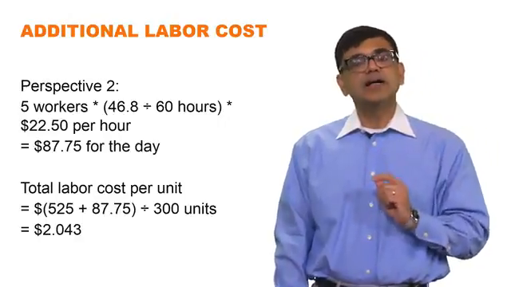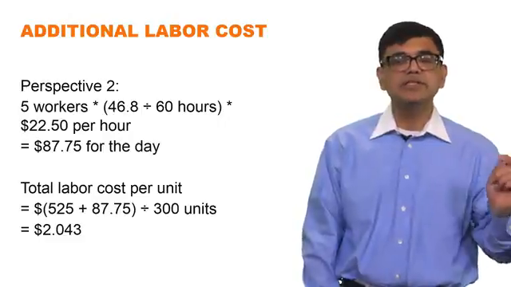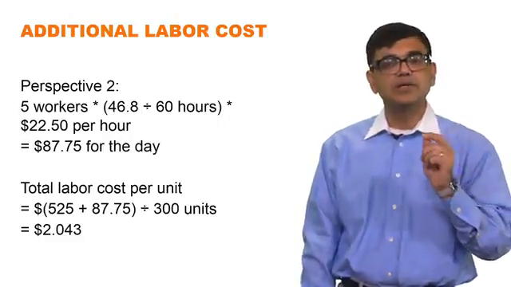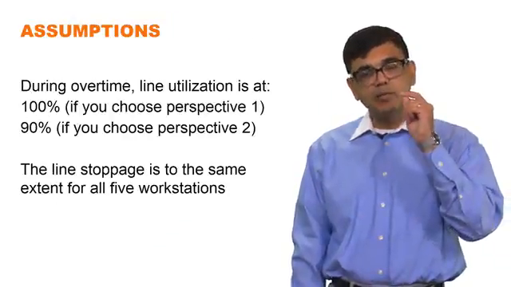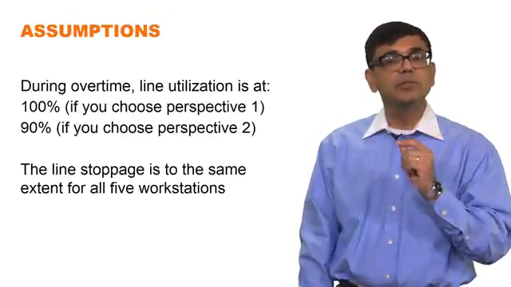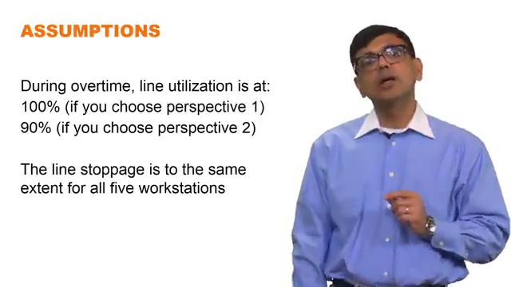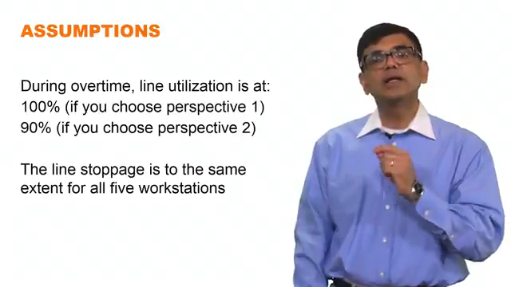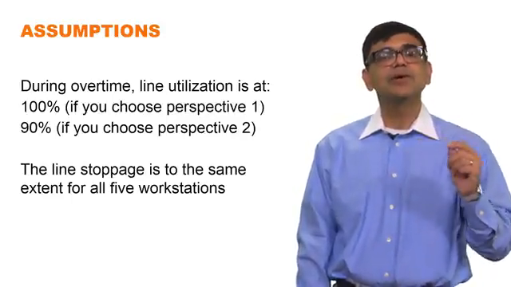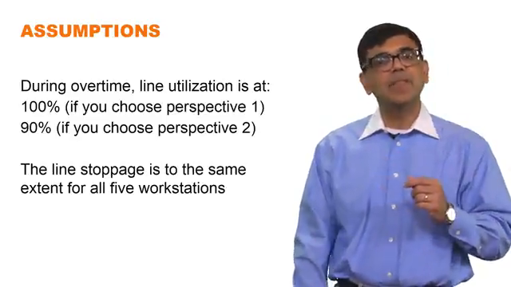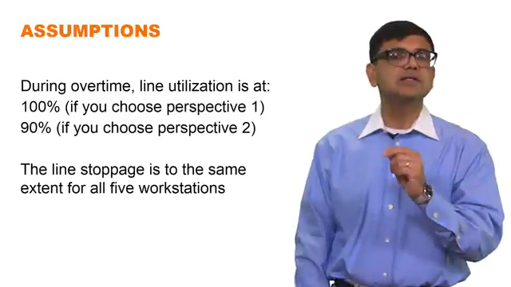Now, let's go back to the idea of the assumptions, right? So we said we had made some assumptions and we didn't talk about it earlier. So let's go to that idea and see what those assumptions would be. And you would have pretty much guessed what the assumptions were for the 2 perspectives. For the first one, we were assuming that when there is overtime, they are working at 100%, right? So they're not going to continue to work at that shortfall at which they were working earlier. So they're working at 100% during the overtime.